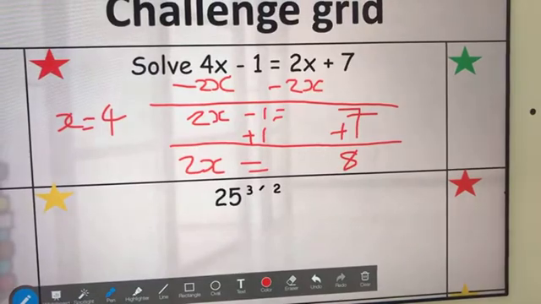Very straightforward. It takes 3 steps, just a little bit longer than normal ones. That's that one done. It's 1 point.